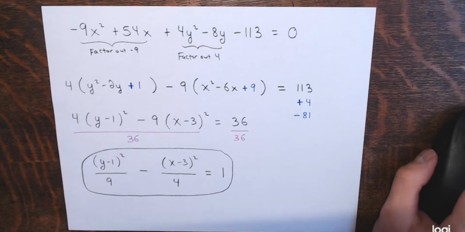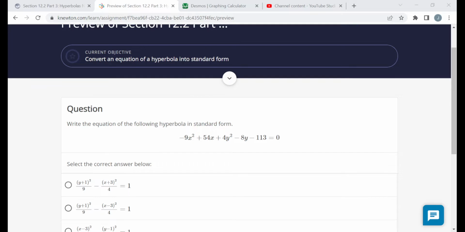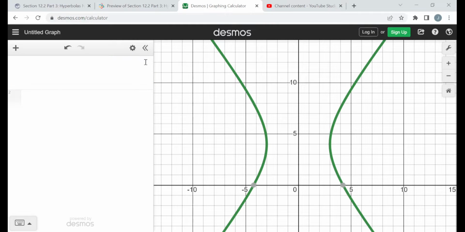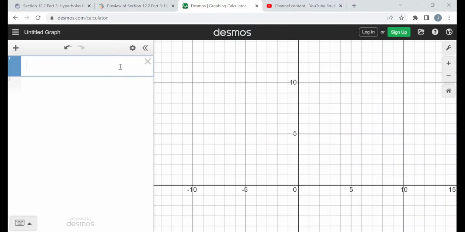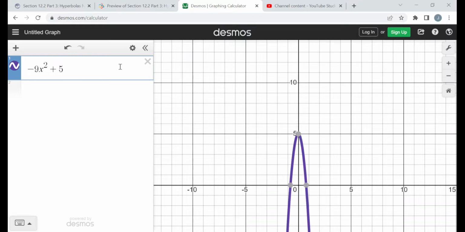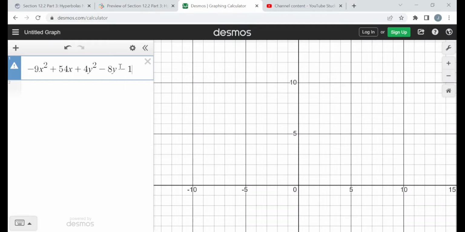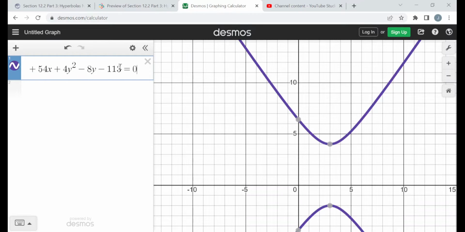And then if you'd like to double check yourself, again, I'm going to go back to that Desmos site. I'll just enter the two equations, the equation we started with and the equation I ended up with, the standard form equation, and see if they actually give you the same graph. So negative 9x squared plus 54x plus 4y squared minus 8y minus 113 equals 0. So there's this hyperbola.